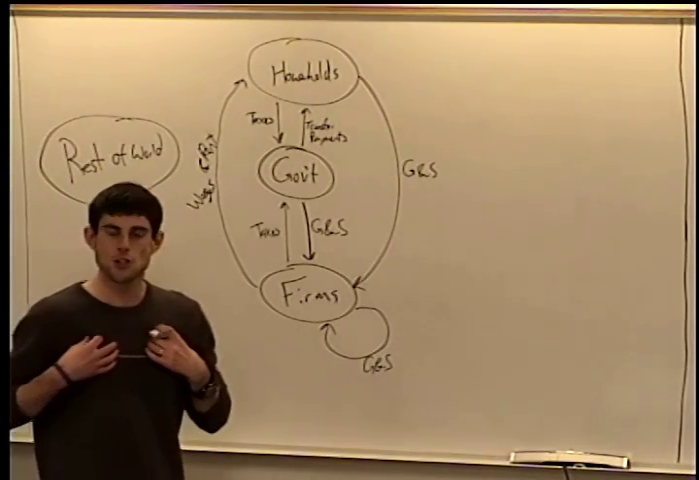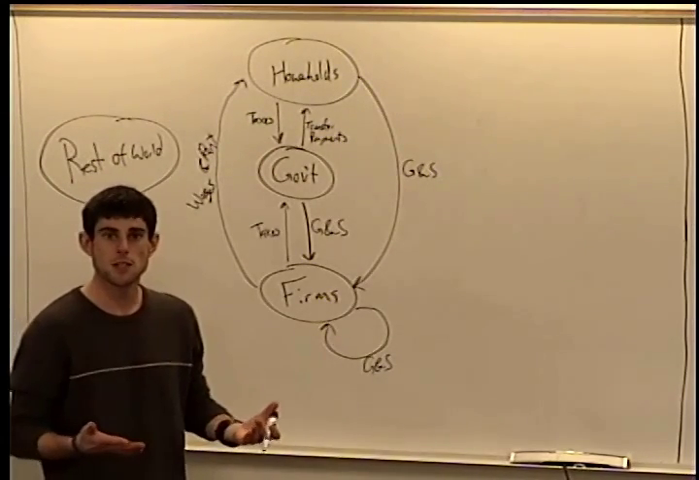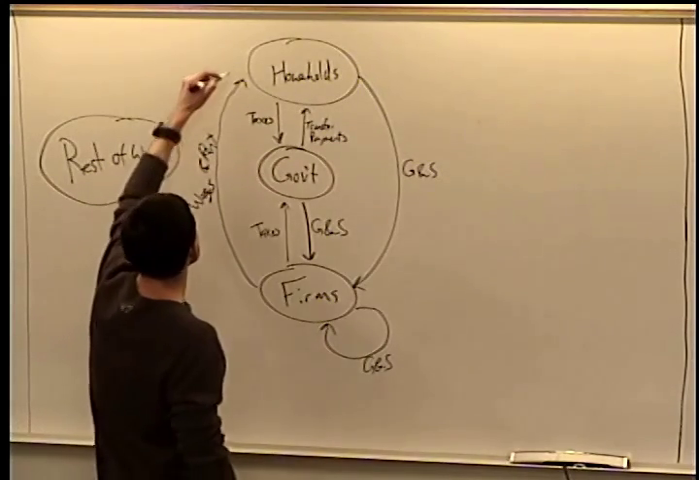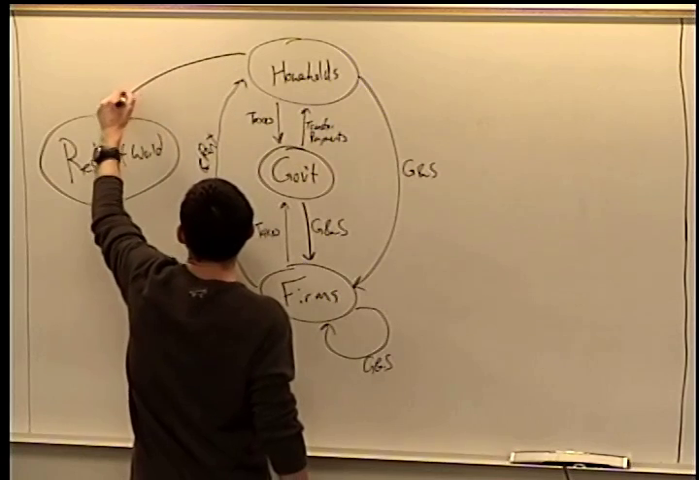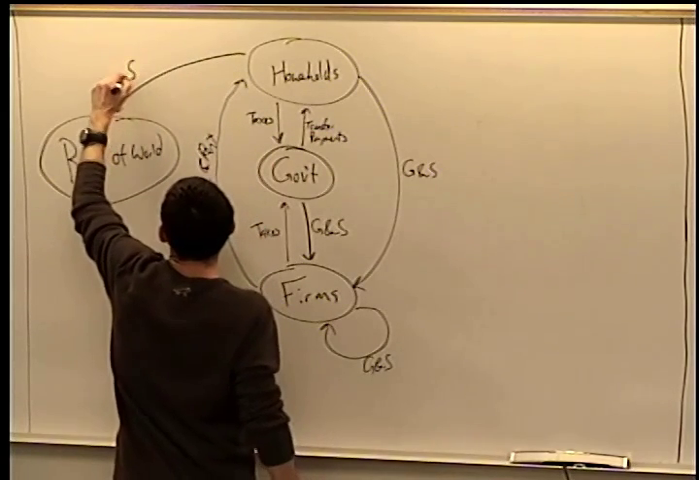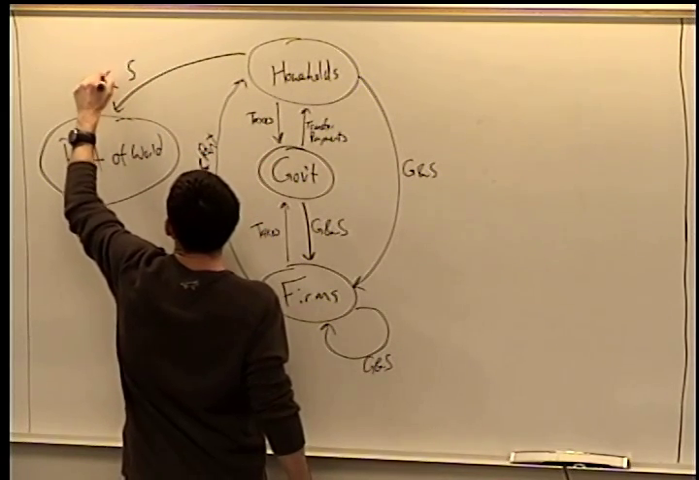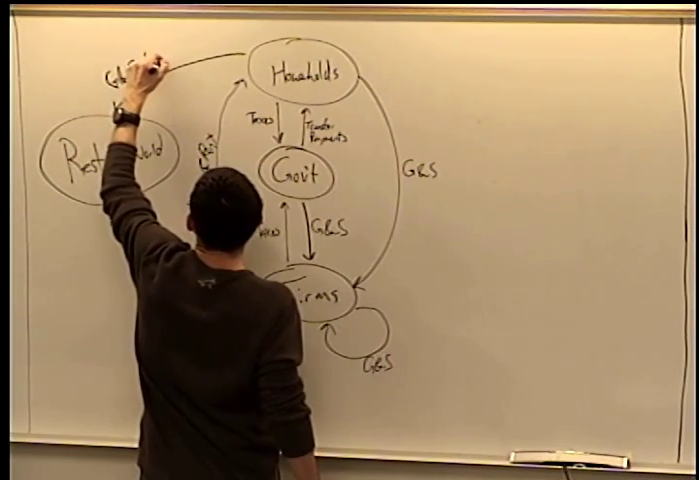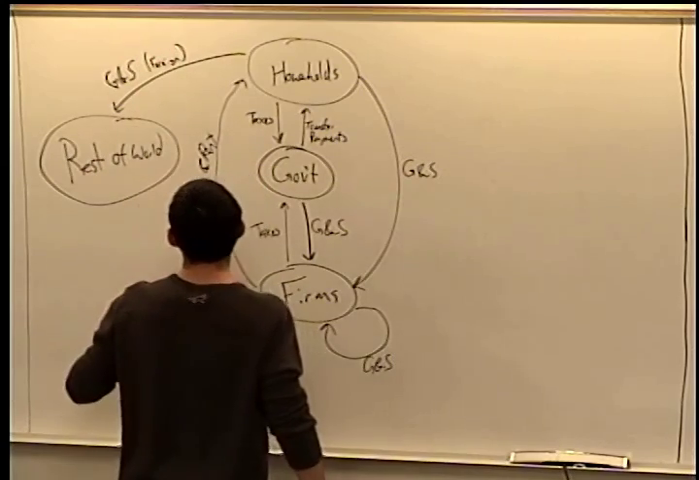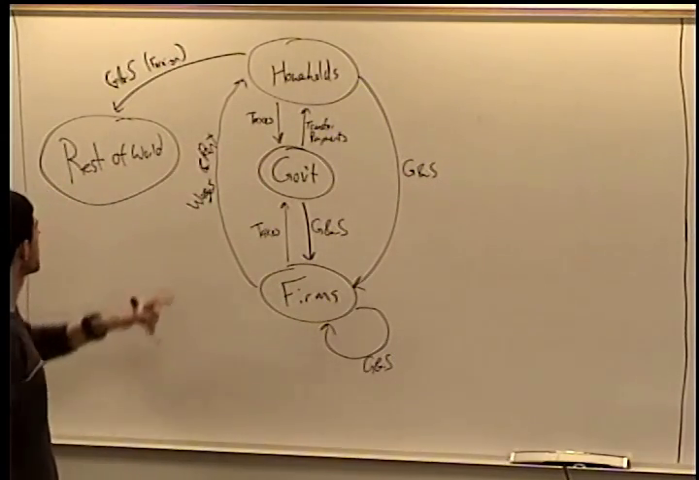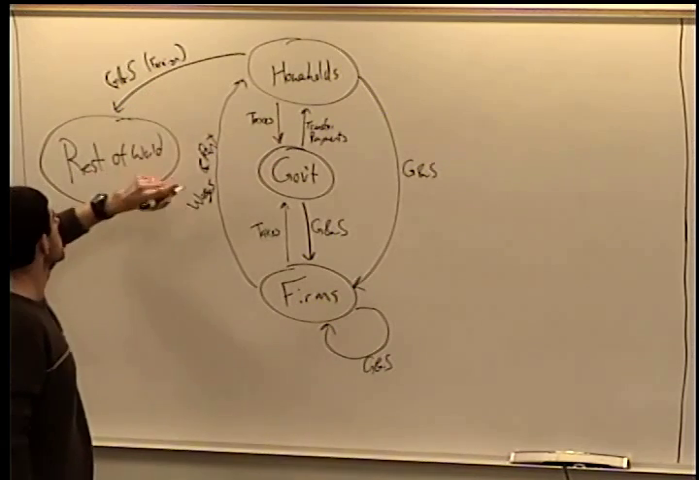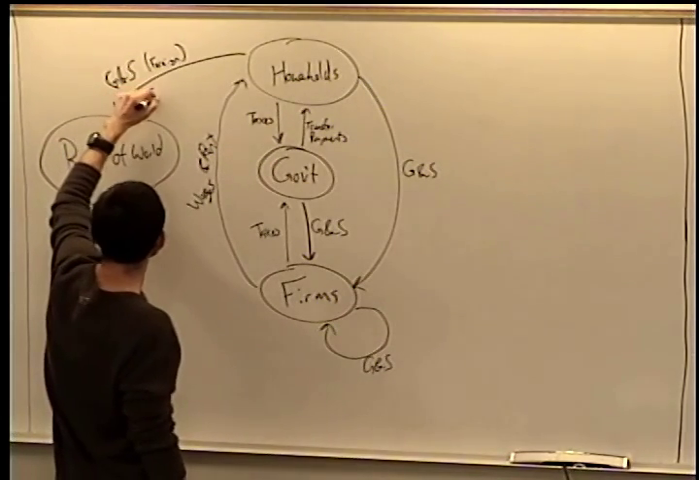And when I buy this shirt that was not made in the US, money is going from me to China in the form of goods and services. But this is foreign. So foreign goods and services. Well, we don't want to include foreign goods and services in GDP. So we call this imports.